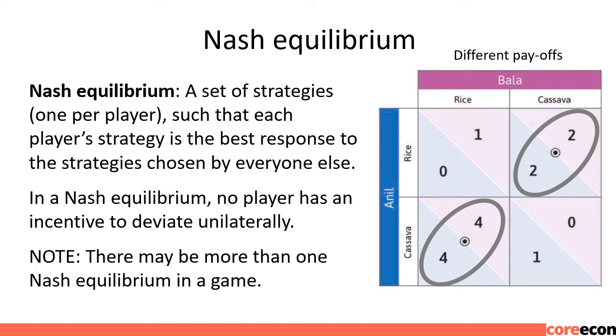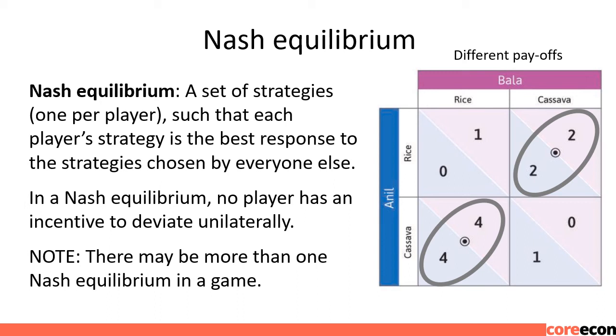In this case, Anil's best response when Bala chooses rice is cassava. Anil's best response if Bala chooses cassava is rice. Similarly, Bala's best response if Anil plants rice is cassava. Bala's best response if Anil chooses cassava is rice. There is no dominant strategy and no dominant strategy equilibrium. There are two Nash equilibria, rice-cassava and cassava-rice. They could end up with a payoff of 4 each or a payoff of 2 each.